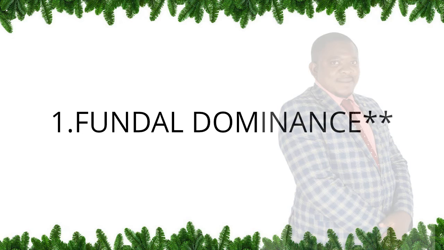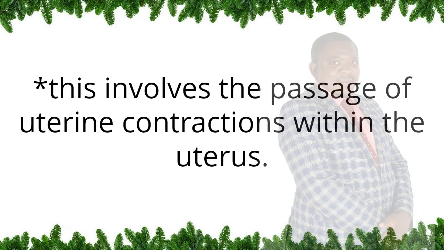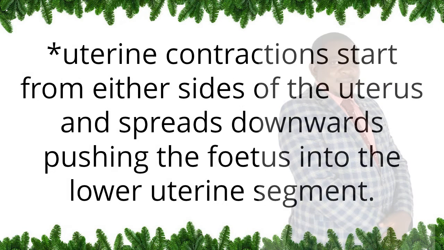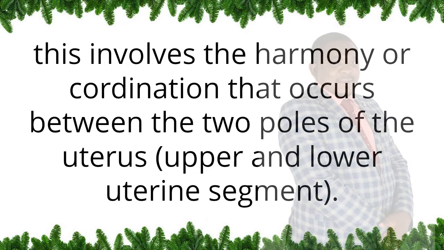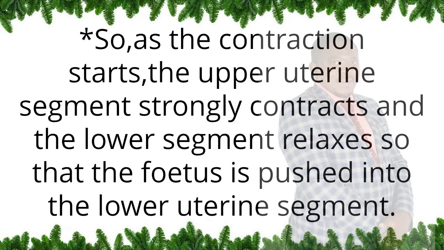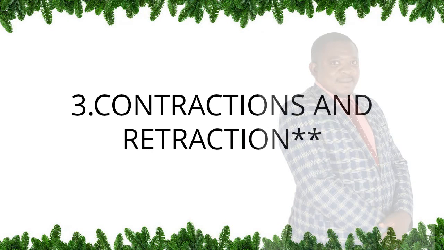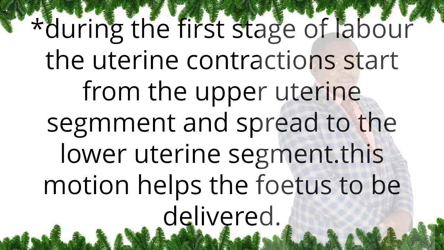Physiology of the first stage of labor. 1. Fundal dominance. This involves the passage of uterine contractions within the uterus. Uterine contractions start from either side of the uterus and spread downwards, pushing the fetus into the lower uterine segment. 2. Polarity. This involves the harmony or coordination between the two poles of the uterus, the upper and lower uterine segment. As the contraction starts, the upper uterine segment strongly contracts and the lower segment relaxes so that the fetus is pushed into the lower uterine segment.